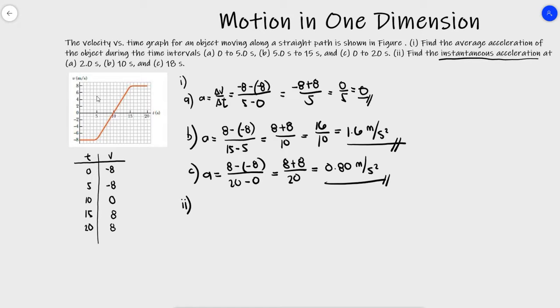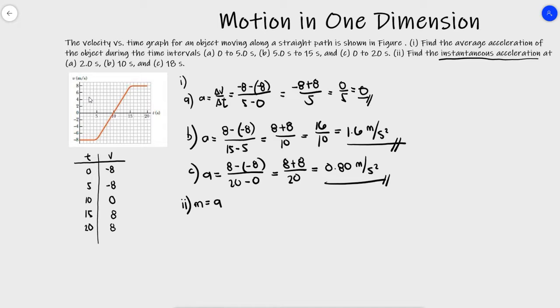Now for the second set of questions, here the unknown is the instantaneous acceleration. The instantaneous acceleration means the acceleration at that given time. Now here we can say that the slope of this line will describe the acceleration of the given graph. The slope of the line is equal to the acceleration of the line.